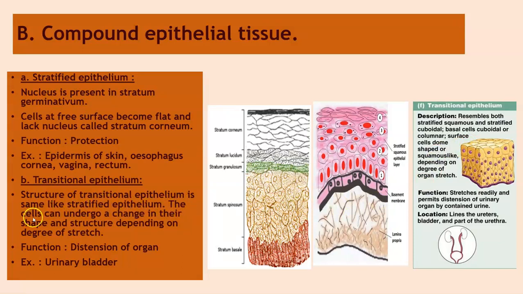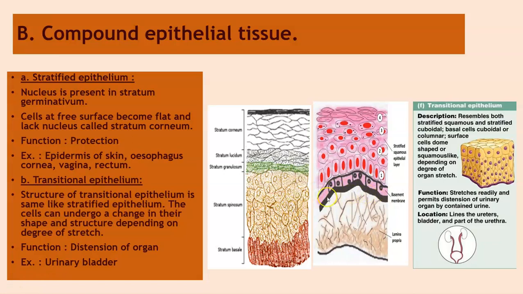They are similar. These cells can undergo a change in their shape and structure depending on the degree of the stretch. Example, distensions of the organs. So this is their function. For example, we have the urinary bladder. So they can undergo a change in their shape, that is they can expand, they can contract depending on the requirement or the role that they are playing.